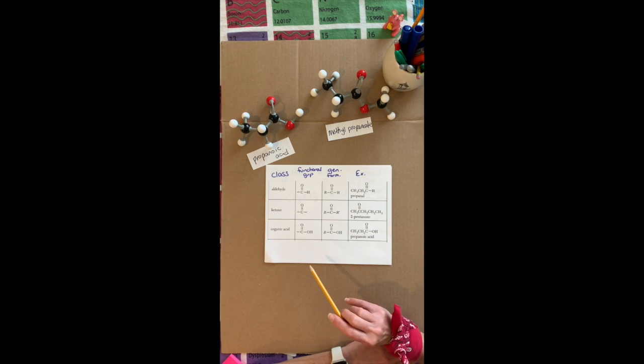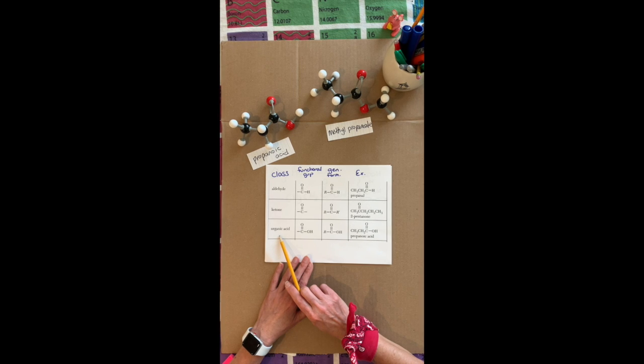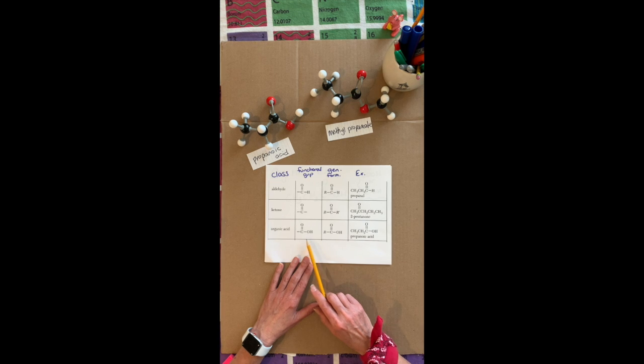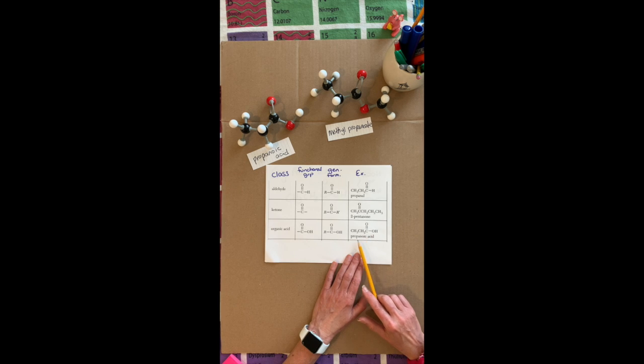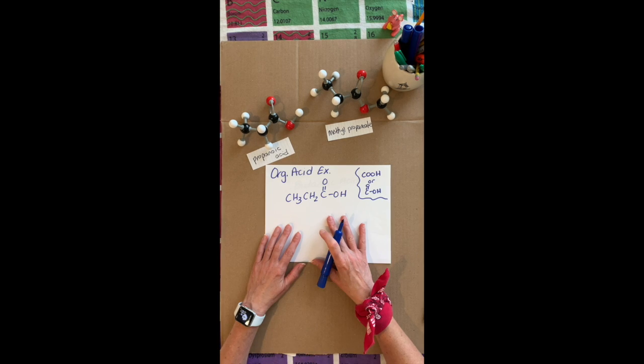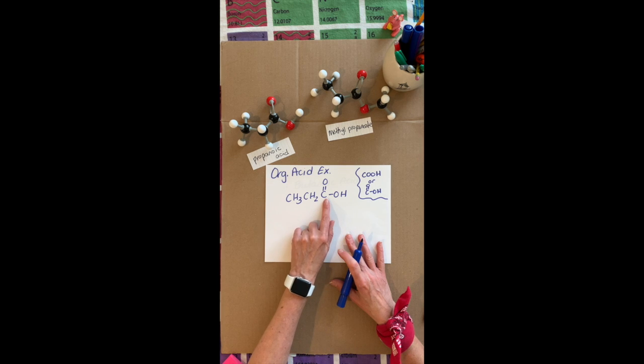Looking closely at Table R, here is our organic acid row. The functional group is known as the carboxyl group. In the general formula, you're going to have some group of elements, a carbon backbone, attached to that carboxyl group. And here's our example, propanoic acid. Let's look at why it's called this. There are 3 carbons, propane. The propanoic acid part comes from that carboxyl group.